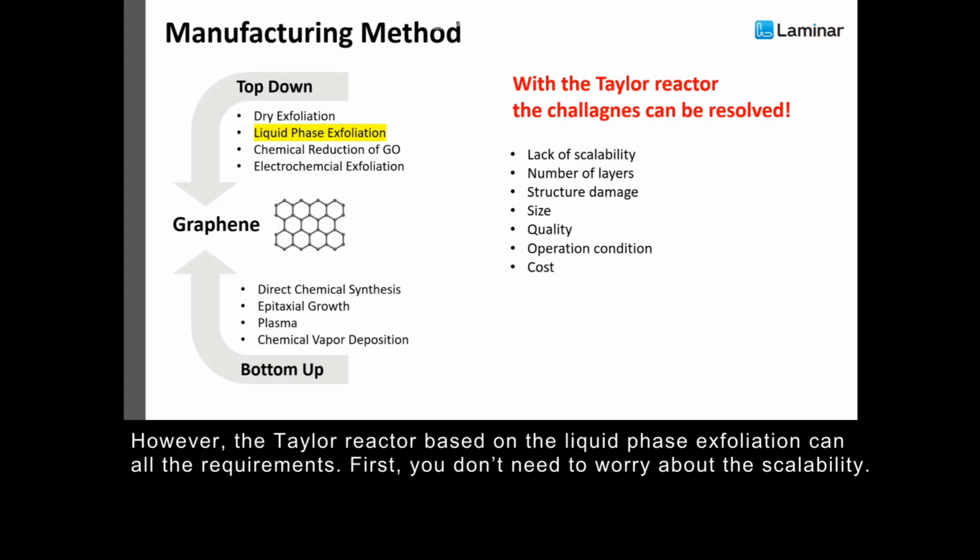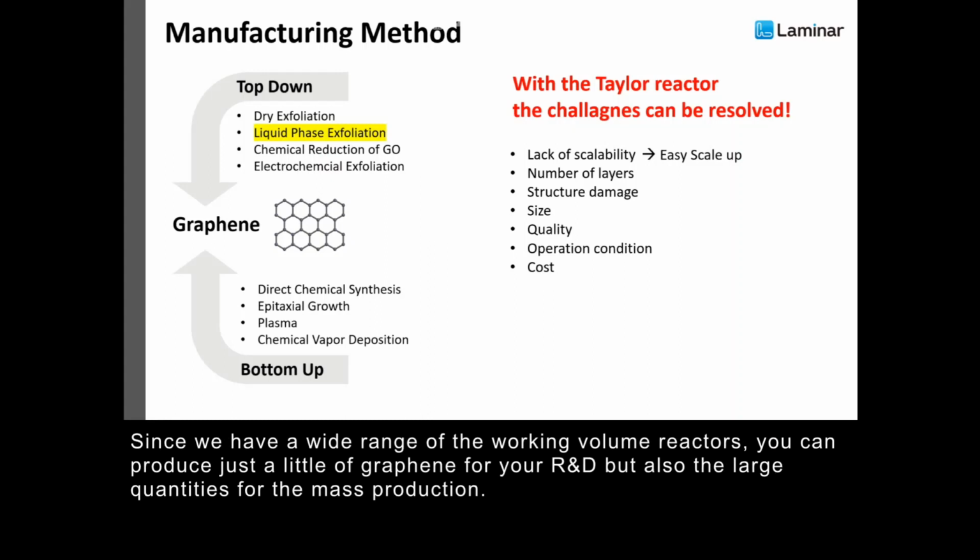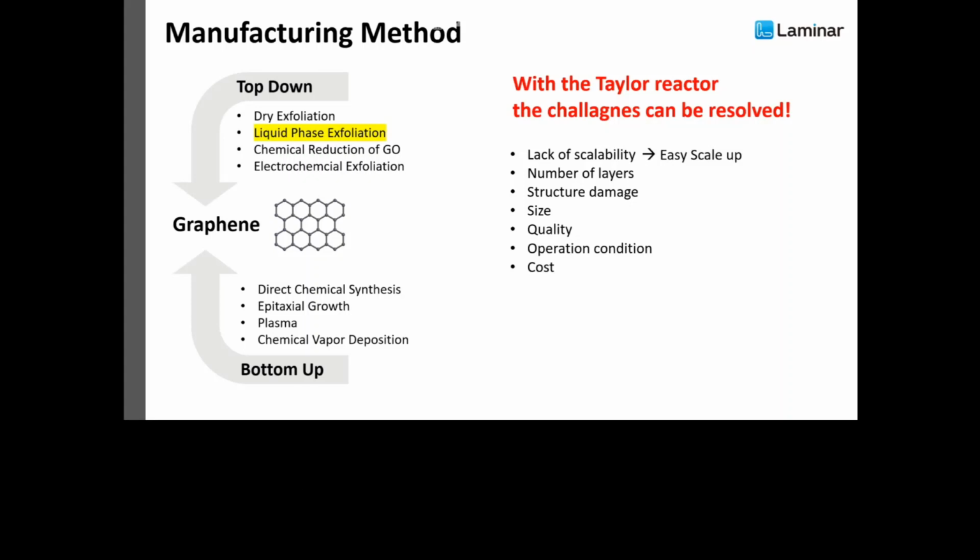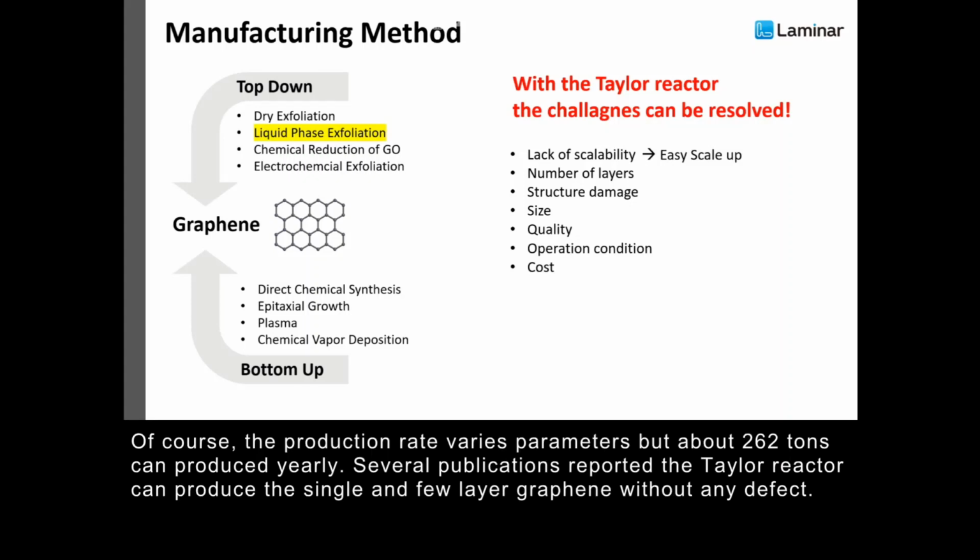So first, you don't need to worry about the scalability. Since we have a wide range of working volume reactors, you can produce just a liter of graphene for your R&D, but also large quantities for the mass production. Of course, the production rate varies per model, but about 2062 tons can be produced yearly.